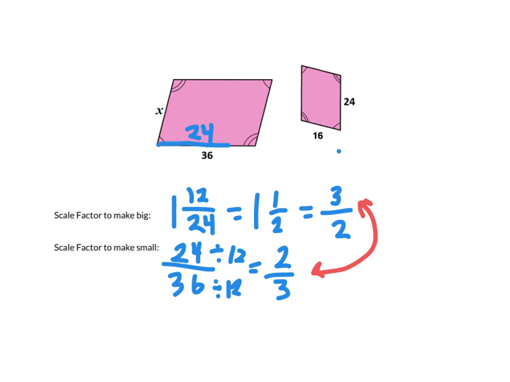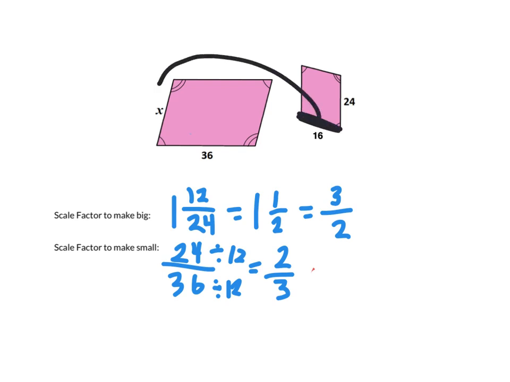Now we're going to look at using the scale factors to find the missing value of x. So I'm noticing that x is on the larger of the parallelograms, and so I need the 16 to scale up to x. The 16 has to get bigger to correspond. So that means I'm going to use a scale factor that makes it big. So I need to do 16 times 1.5.